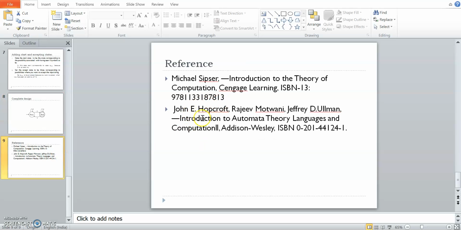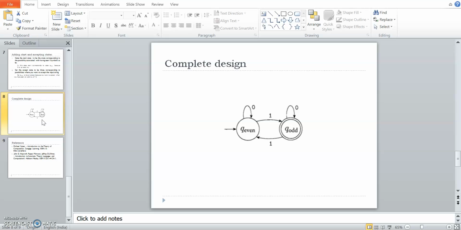References are from these two books. So what we have studied in today's lecture is how to design a finite automaton.